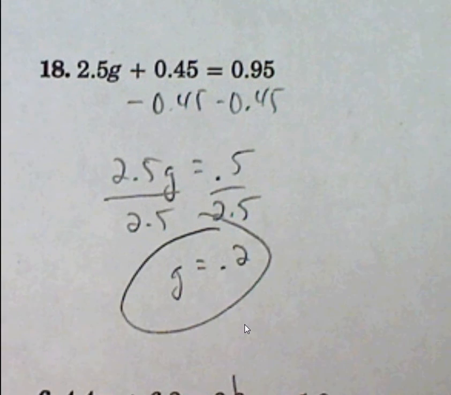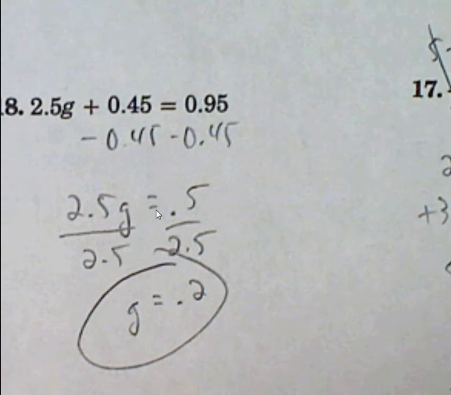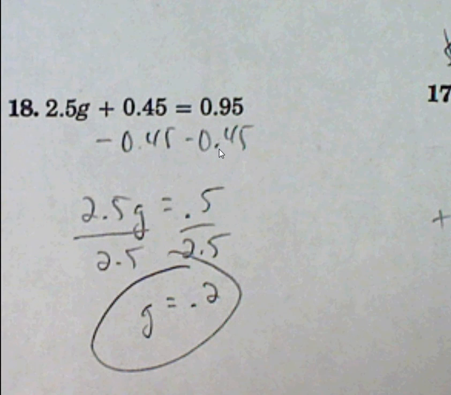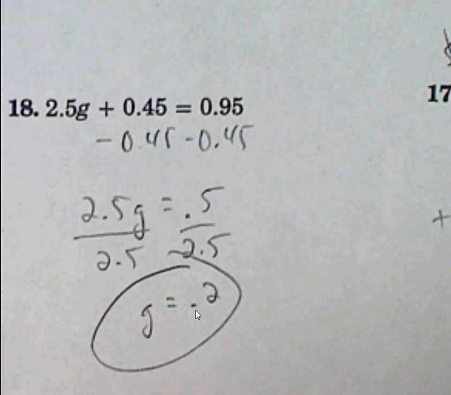Back side, number 18. Even though we have decimals, it's all the same thing. So I'm going to bring over my constant, minus 0.45, minus 0.45. I get 0.5. Divide by 2.5, and I get 0.2.